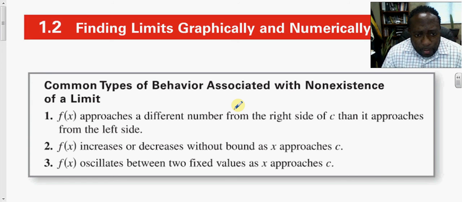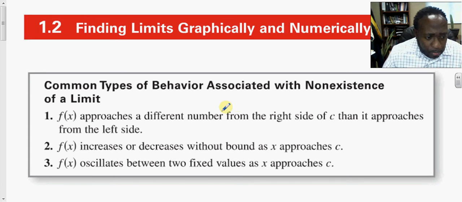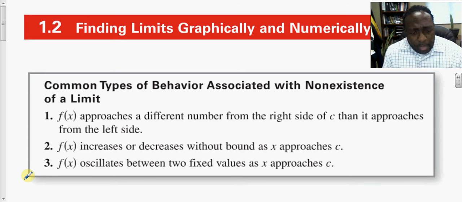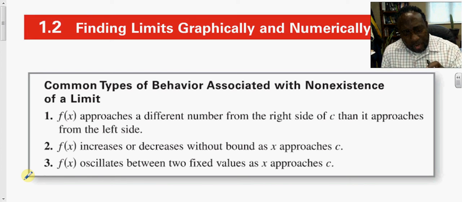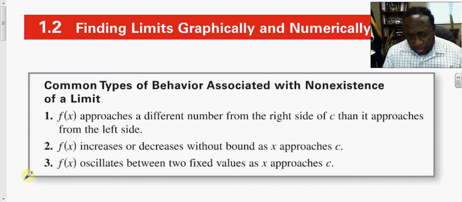Section 1.2, finding limits graphically and numerically. Let me tell you that when you're looking for the limit of a function, you are simply trying to find the y value of that function as the x values approach a certain number that we'll call c. So as x gets close to c, what happens to the function values?